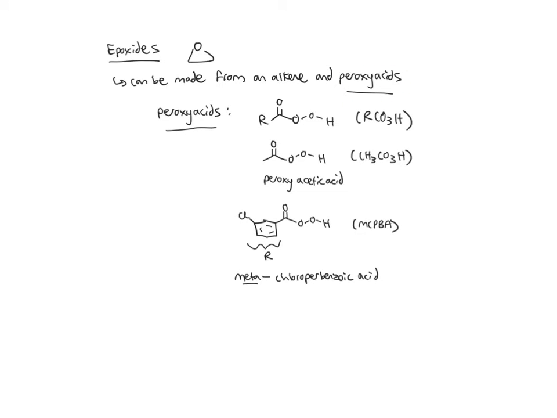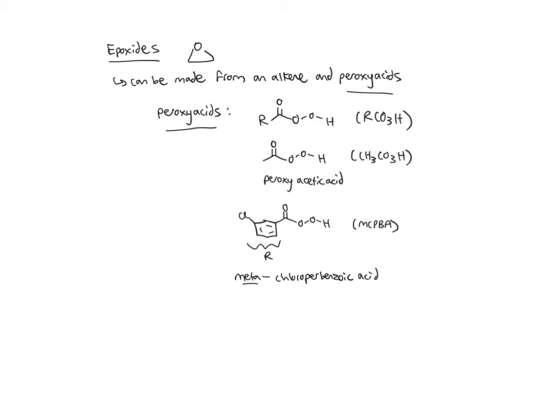So the peroxy acid is basically like a carboxylic acid would be with just an extra oxygen stuck in there. So instead of RCO2H, which would be a carboxylic acid, this is RCO3H. So there's just an extra oxygen. There's that oxygen-oxygen bond in there. And so the general structure is given here.